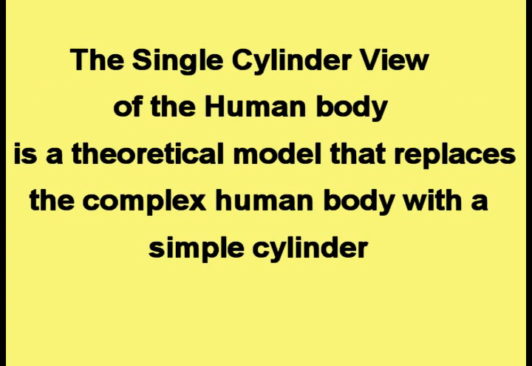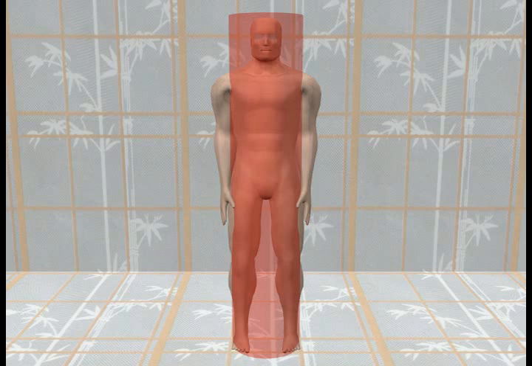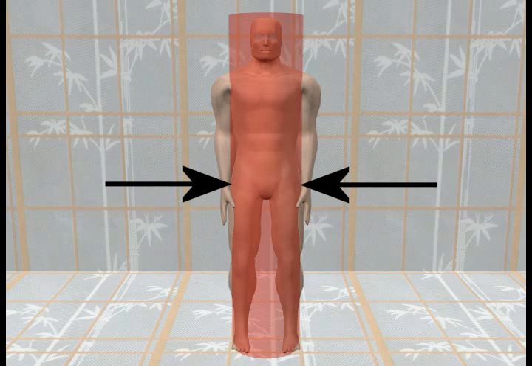The single-cylinder view of the human body is a theoretical model that replaces the complex human body with a simple cylinder located as shown in this picture. The diameter of the cylinder is approximately the width of the pelvic bones at the waist.